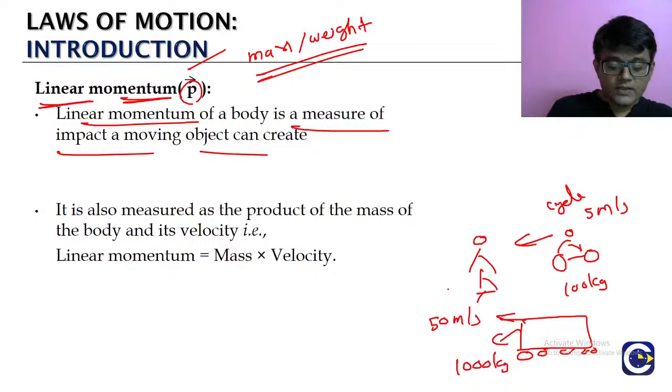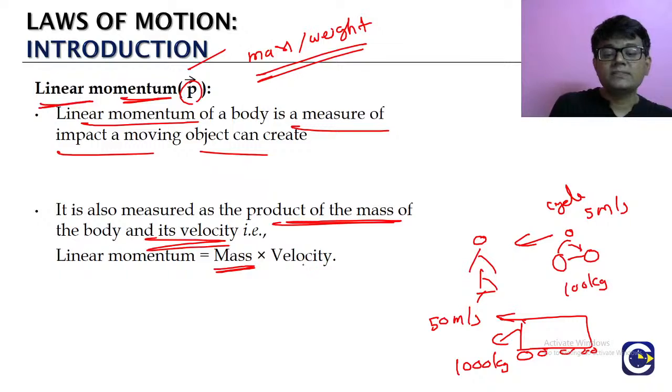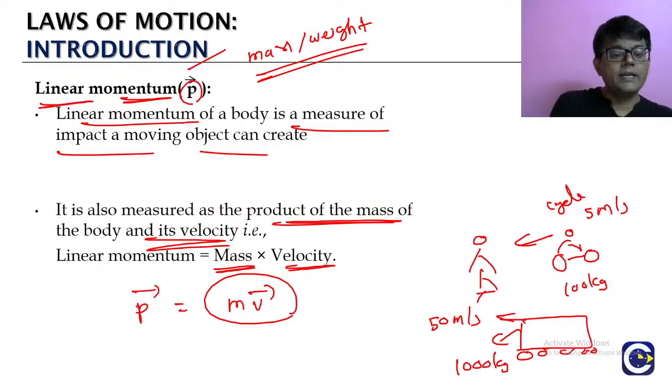But the point here is how we will measure this impact. The impact a moving body can create when it is hitting something is measured by the linear momentum. So how do you measure it? It is measured as the product of mass with the velocity. Any moving body will have a mass and it will have velocity. The product of mass with velocity is what will be the linear momentum. Here you can see velocity is a vector. That is why the linear momentum is also a vector. One more thing we can see, the velocity will be multiplied by a scalar here, mass. It is a positive scalar because mass can never be negative.